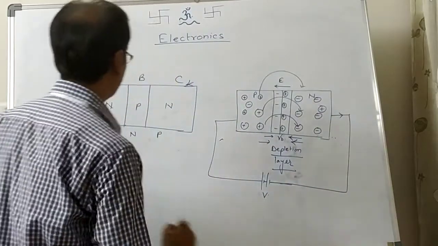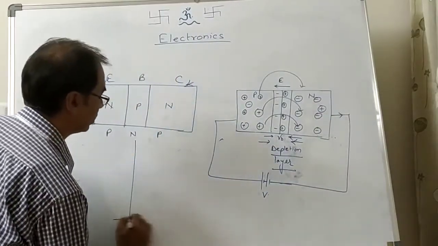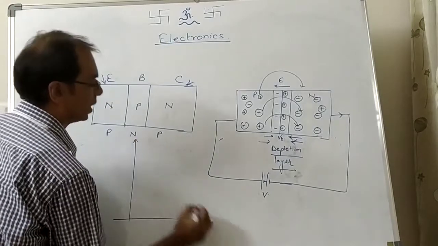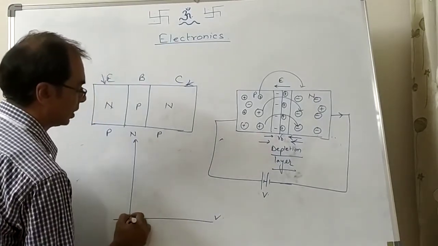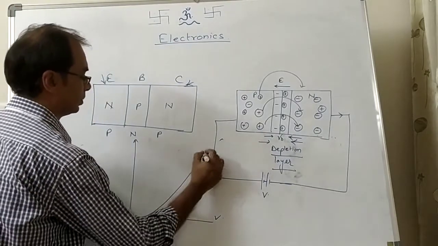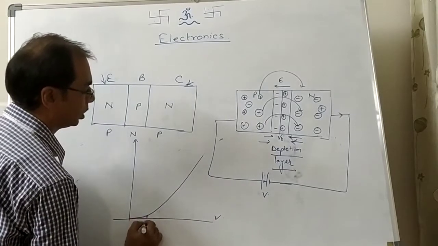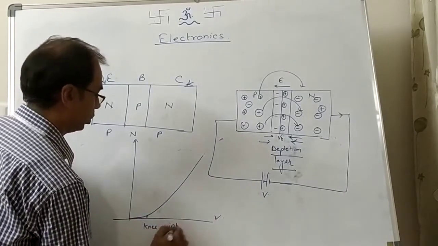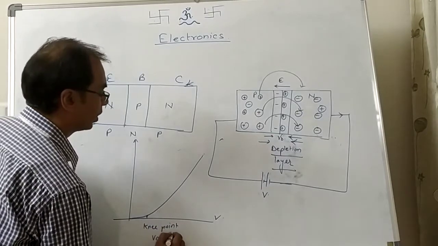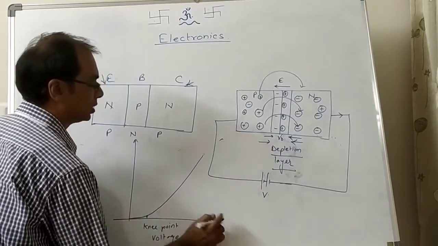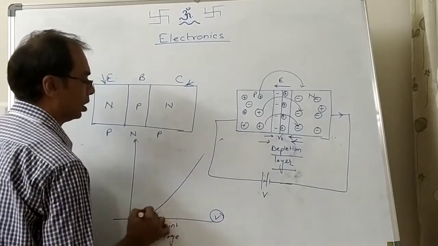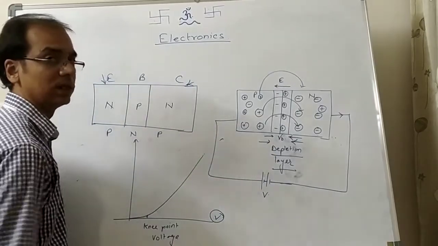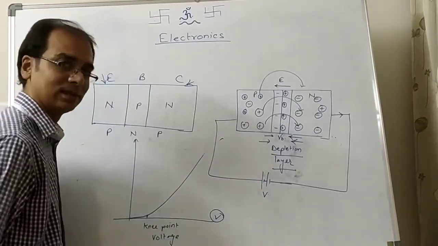Okay, you must be knowing the characteristic. What is the characteristic? The I-V characteristic in forward bias. It goes in this way. This is called knee point voltage. Right, this is knee point voltage. After that, the value of current starts increasing. As you are increasing this battery potential, this current also starts increasing. This is the forward bias characteristic.